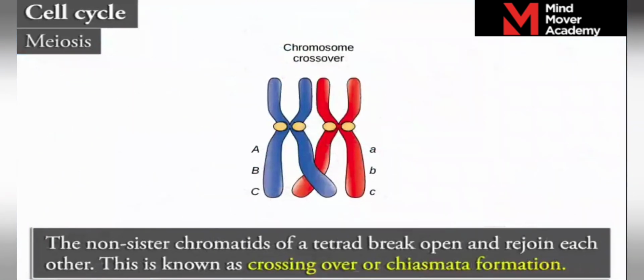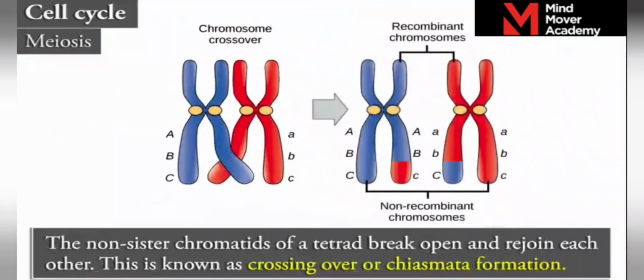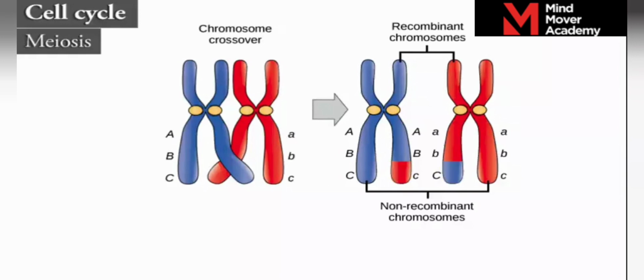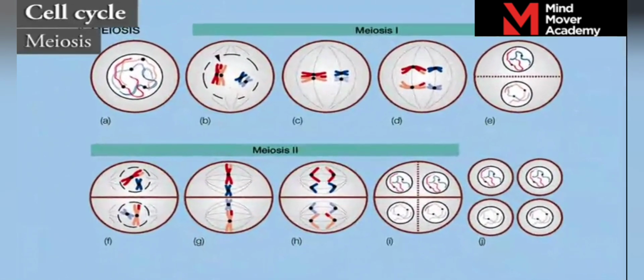The non-sister chromatids of a tetrad break open and rejoin each other. This is known as crossing over or chiasmata, singular chiasma formation. Exchange of some genes or portions of chromatids takes place between two non-sister chromatids of homologous chromosomes during this stage. Due to crossing over of homologous chromosomes, chromosomes separate out.